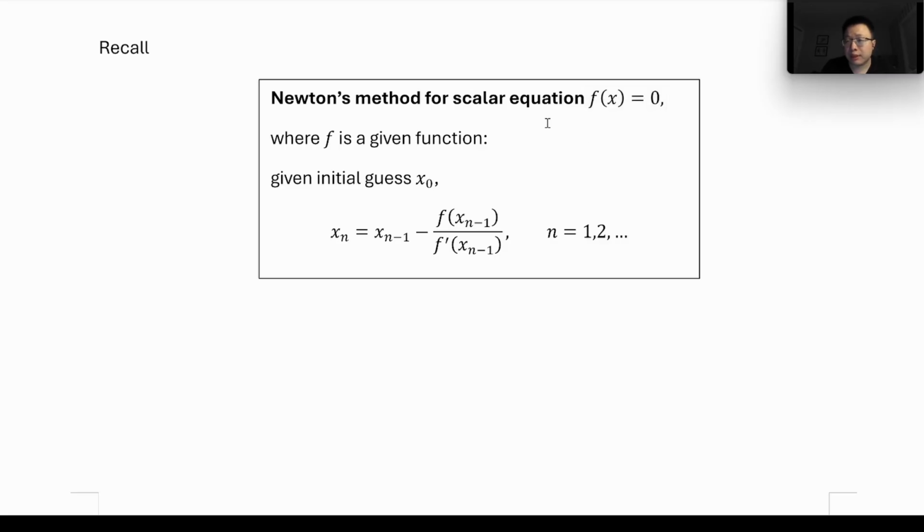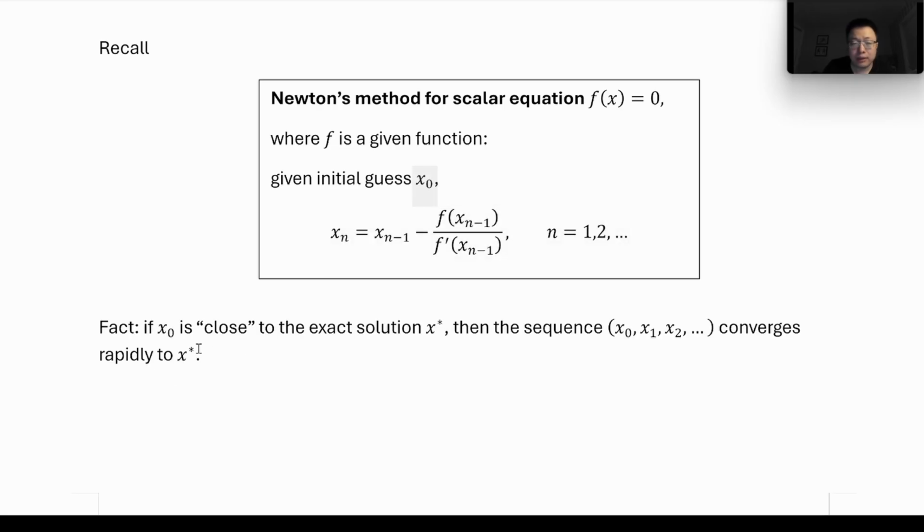Newton's method for a scalar equation is a standard application of differential calculus. It says, starting with the initial guess x_0, x_n for n equals 1, 2, 3, and so on are computed iteratively according to this formula: x_n = x_{n-1} - f(x_{n-1}) / f'(x_{n-1}). f' stands for the derivative of the function f(x).